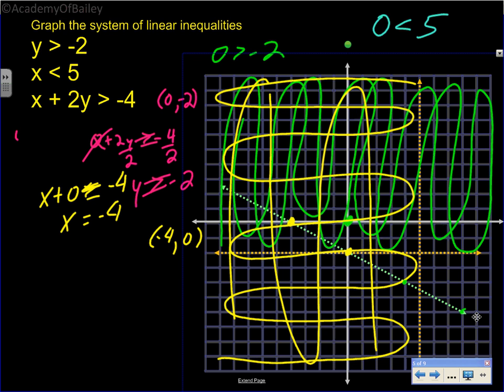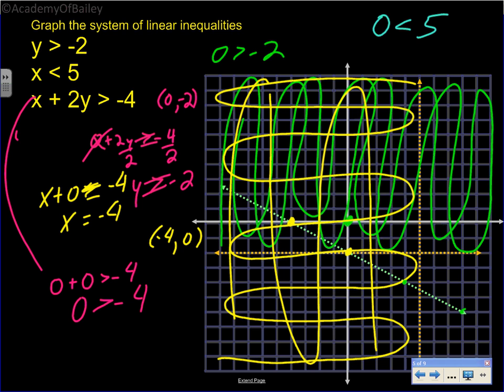We'll take a test point here. The test point, you got it, 0, 0. Okay, so we plug 0 in for x. We plug 0 in for y, and 2 times 0 is 0. And that's greater than -4. So 0 is greater than -4. Is that true? Yes, it is true. So 0, 0 is a solution to the inequality. So that's why we shade above the line.